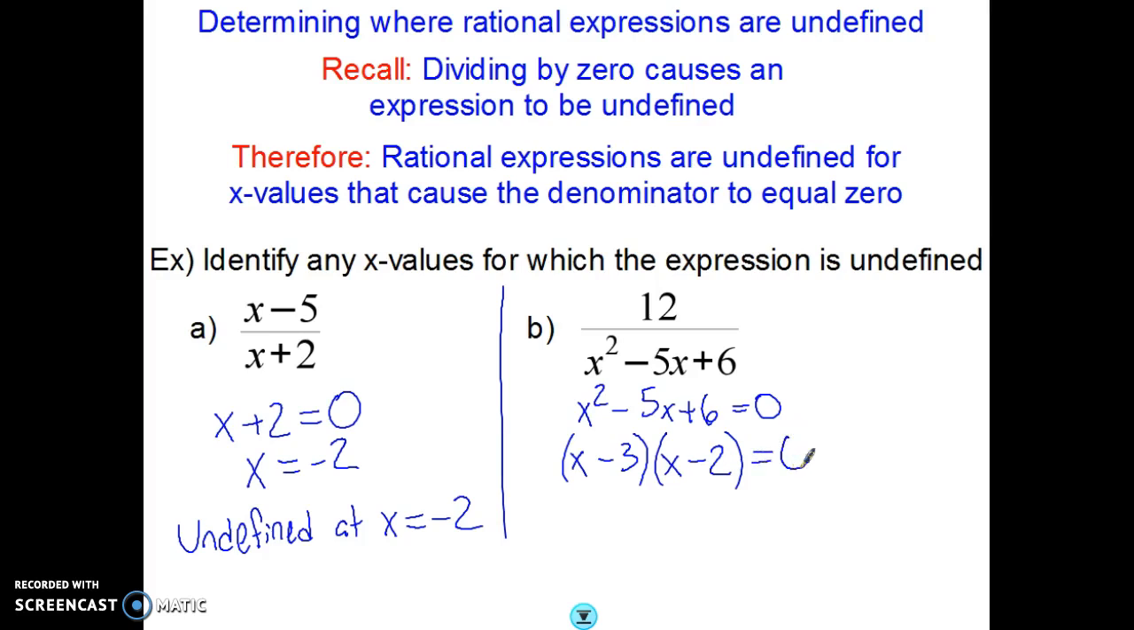Now remember, we're still equal to 0 here, so now we can apply the zero product property and say, well, x minus 3 equals 0. That gives me x equals 3. And x minus 2 equals 0. That gives me x equals 2, which means it is undefined at both of those places.